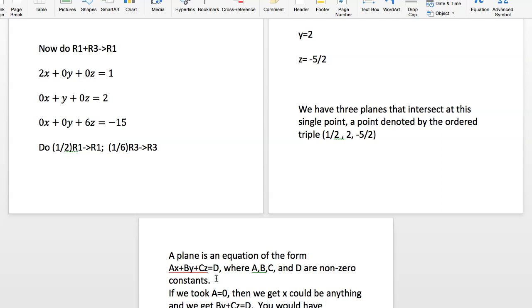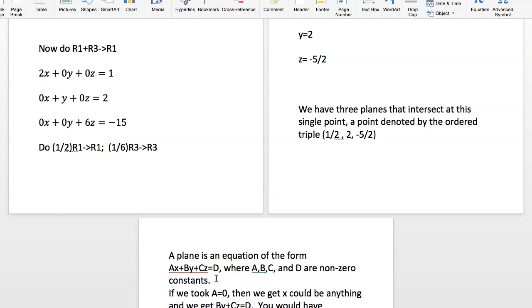You would have x comma, and if you solve for y, let's just say b and c are neither one zero, you would have x comma y comma, and if you solve for z in terms of y, you would have d minus by over c. So yeah, you are still in a plane, but the rules are different.